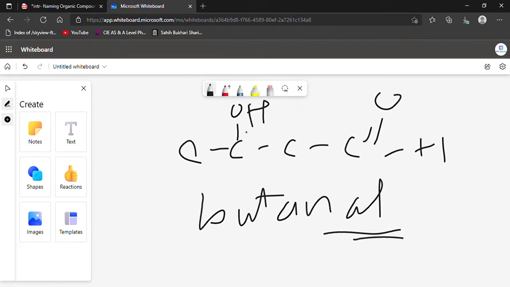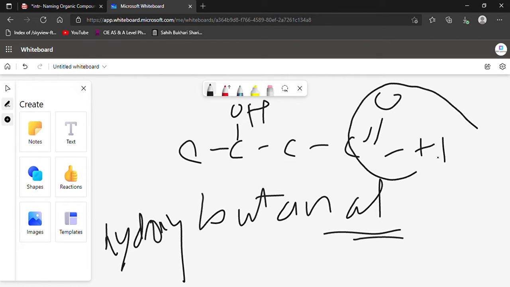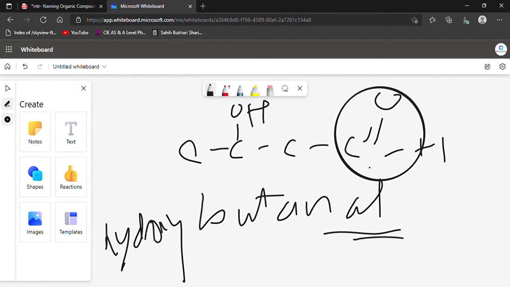So you can put this extra functional group in the front to represent it. You can just write it here, hydroxybutanol. Do you understand? So you can write a position in front. If you consider this the main functional group, this will be the first carbon, and moving on we have second and third, so it's going to be 3-hydroxybutanal.